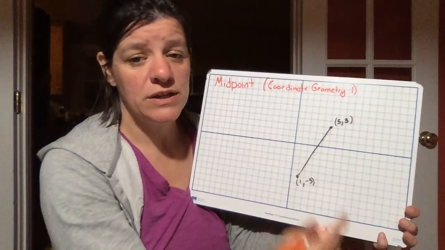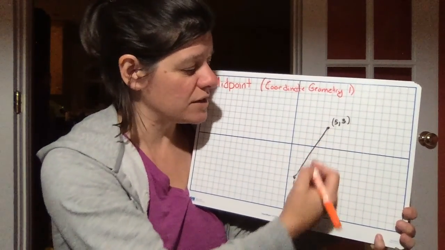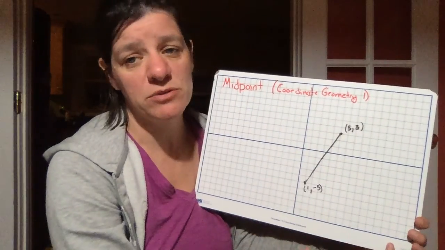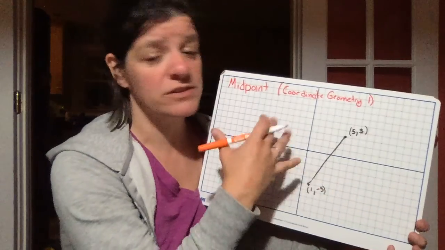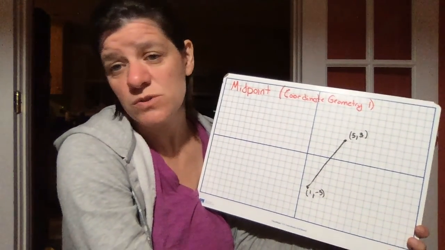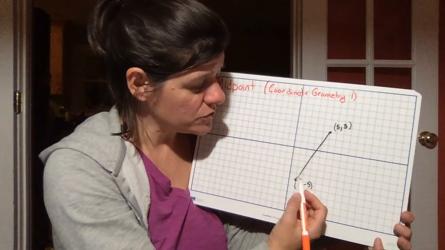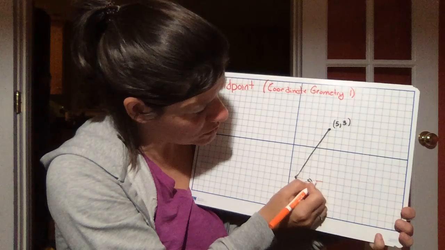Remember, the midpoint is in the middle of the line segment, right? So we have a line segment, we want the midpoint. It's exactly halfway in between. So there's two ways we can do this. We can do it geometrically, which is basically from a picture, or we can do it algebraically, which is using a formula.